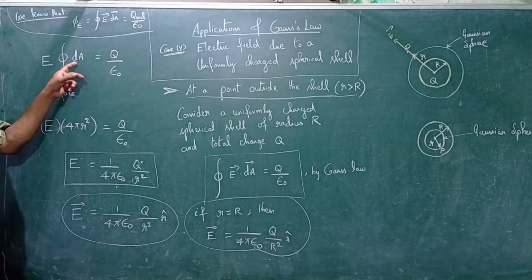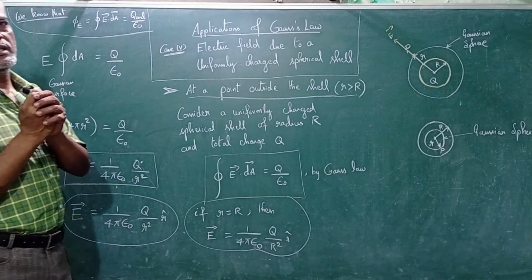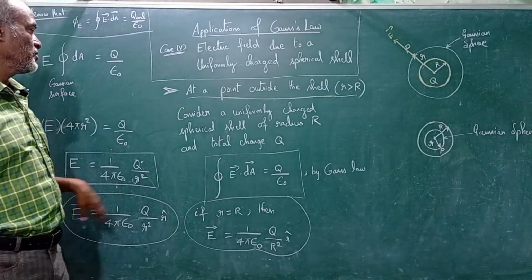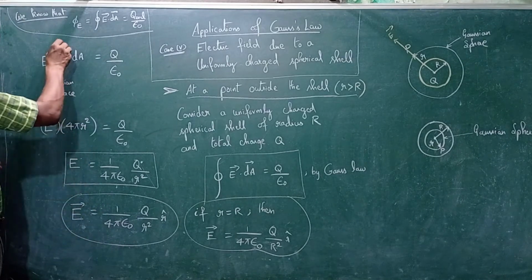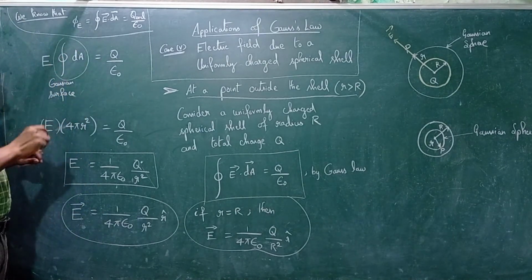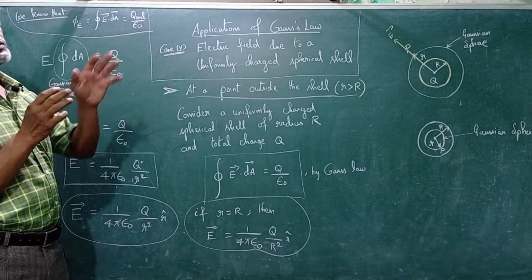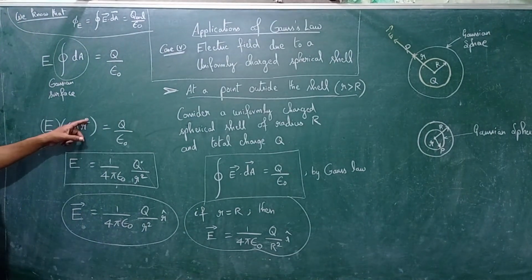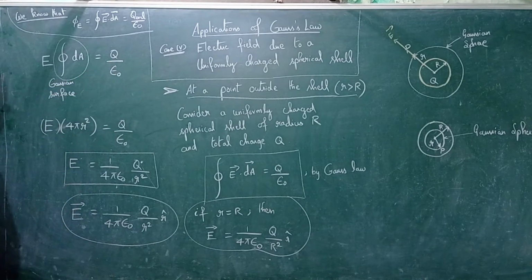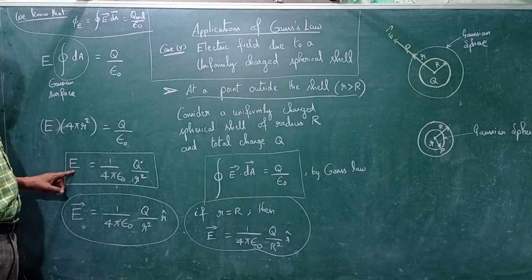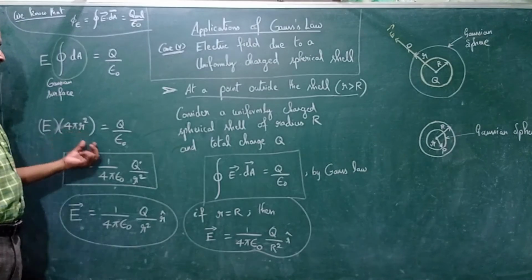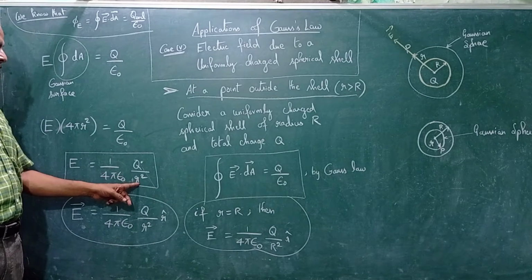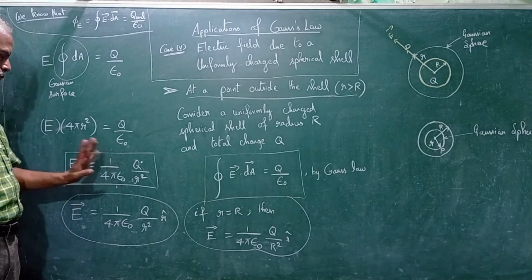Now integral dA over the closed surface. Now here we know the surface area of the sphere. Surface area of the sphere is 4 pi r square. That means this is a sphere whose radius is small r. Therefore, the surface area is 4 pi r square, so E into 4 pi r square is equal to q by epsilon naught. Now keep this E here, electric field. You bring this term to the other side. So 4 pi epsilon naught, r square in the denominator and you have q.